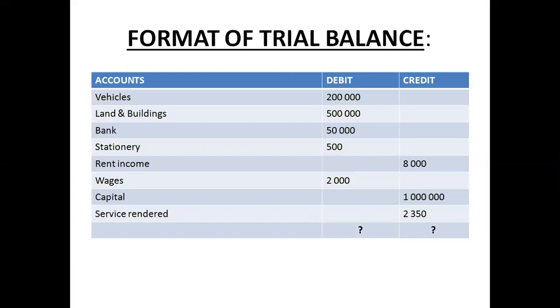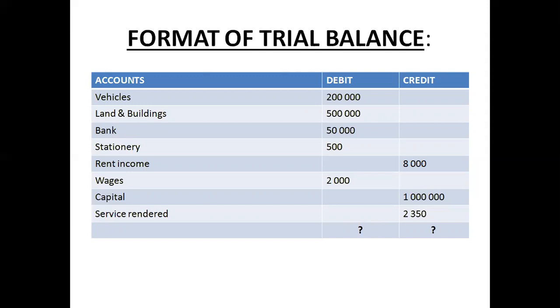So if we just look overall in basic to this example, then we notice we have accounts like vehicles, land and buildings, bank, stationery, rent income, wages, capital, and services rendered. Right, and as I said, we will get to when the amount will be in the debit or credit column.